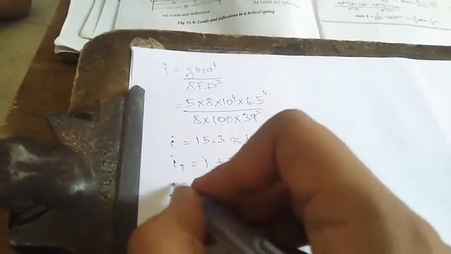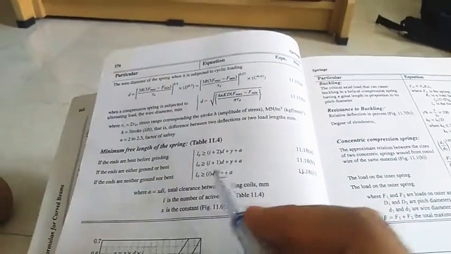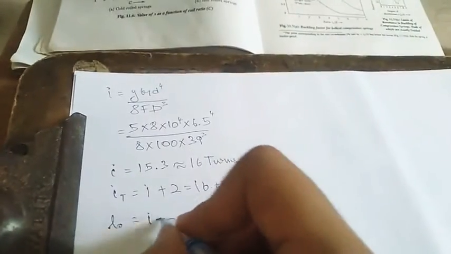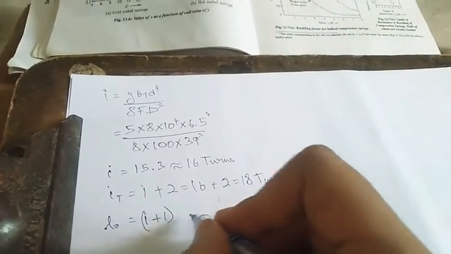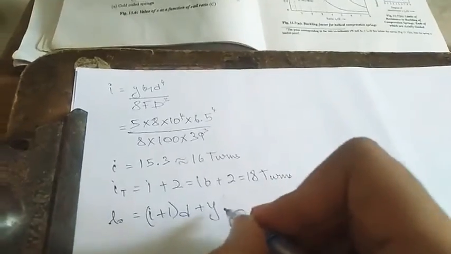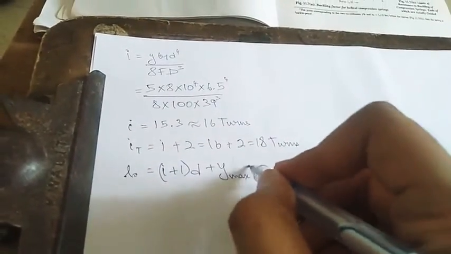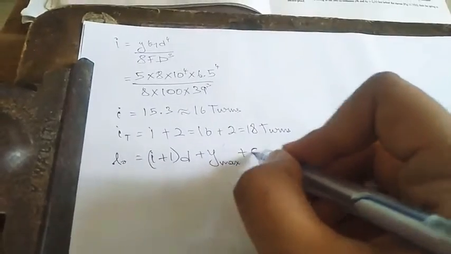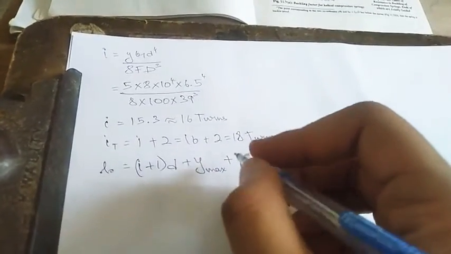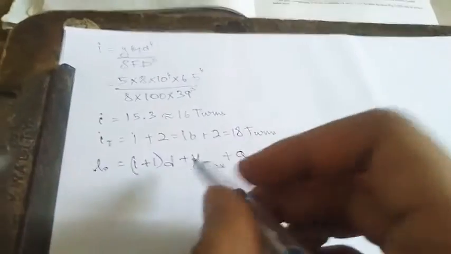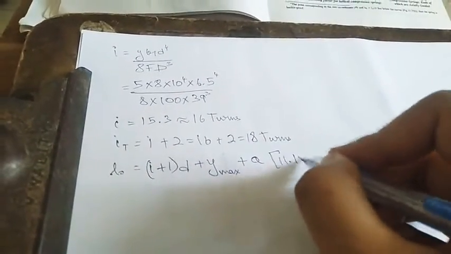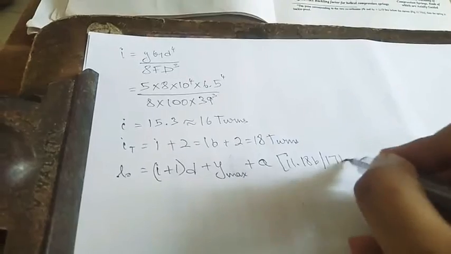Next we'll find the length of spring, L naught, from the data and the book. Equation 11.18b, page number 174. L naught is equal to i plus 1 into d plus y, where for this y we'll take y max plus a.